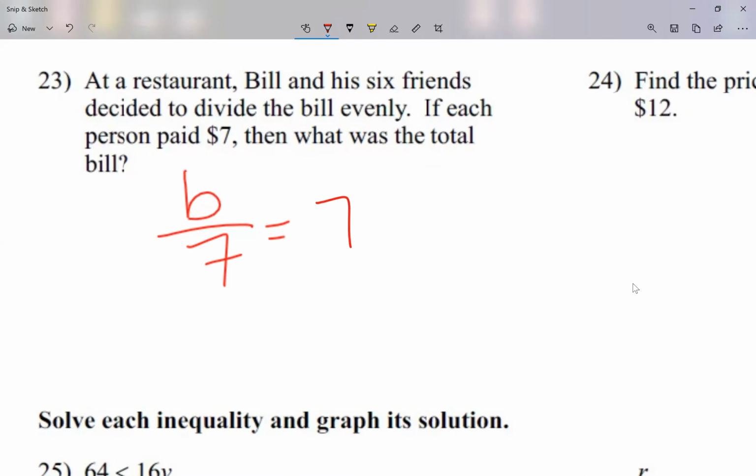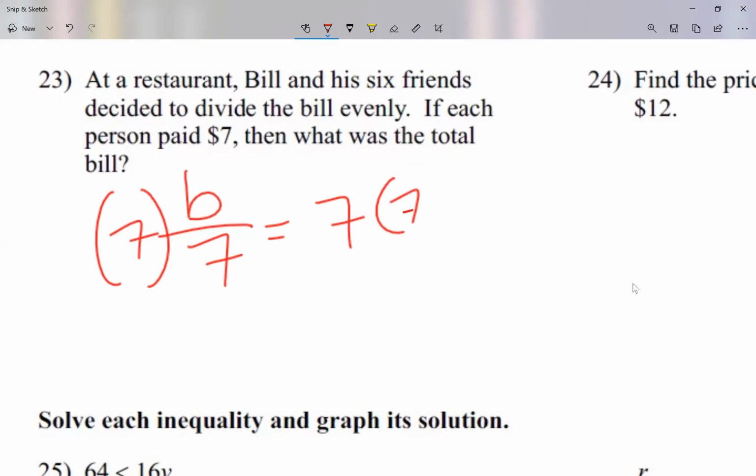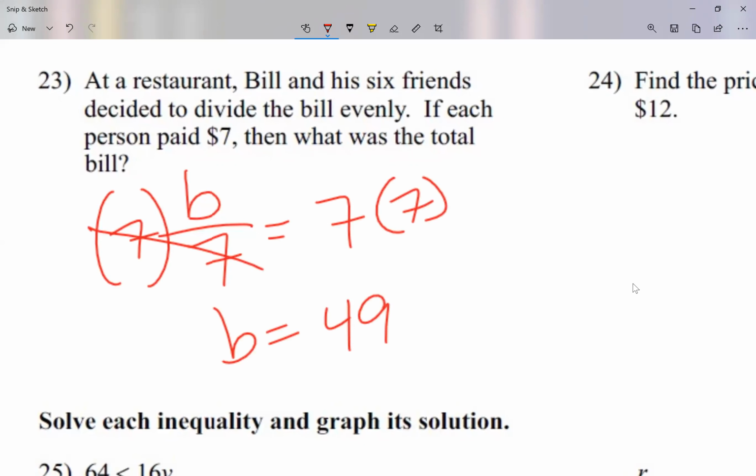All right, so to solve for B, I see B over 7. That's a fraction, so I'm going to multiply by 7. That way the B stays by itself. 7 times 7 is 49. So the bill was $49.